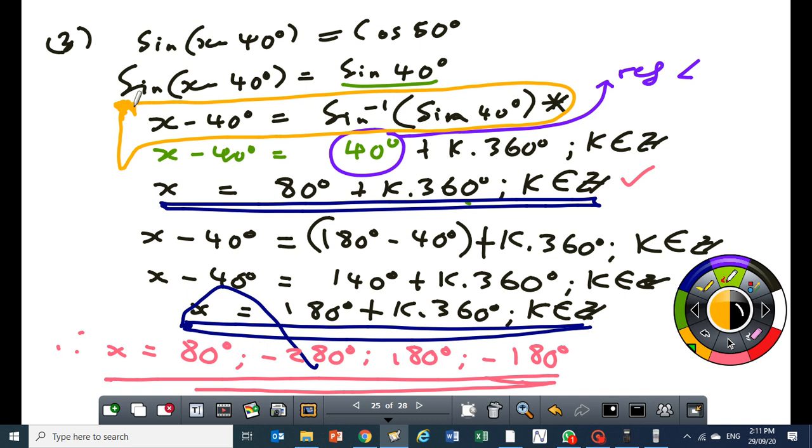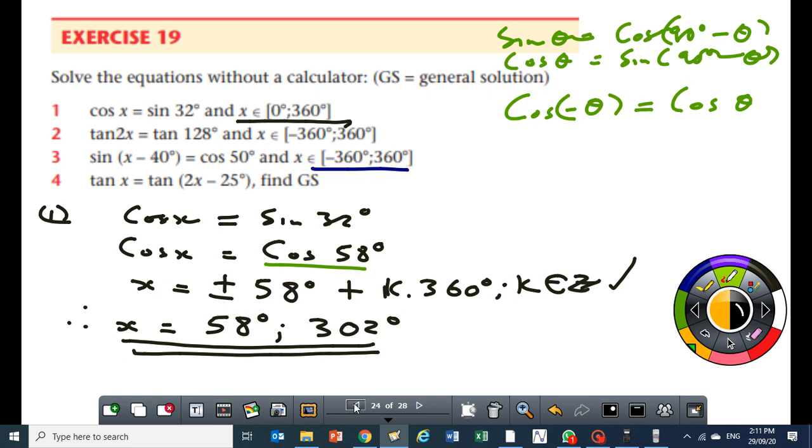Any question? You're sure you don't have a question? Right, if you don't have any question, then allow me to move on to another example. The next example will be number 4.